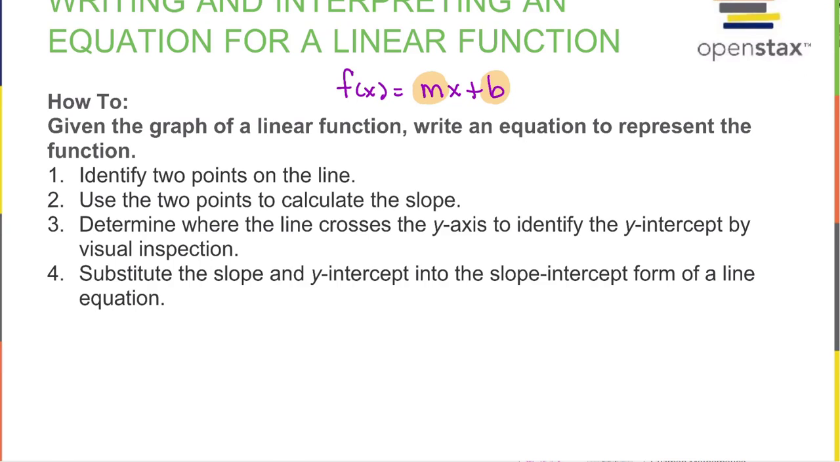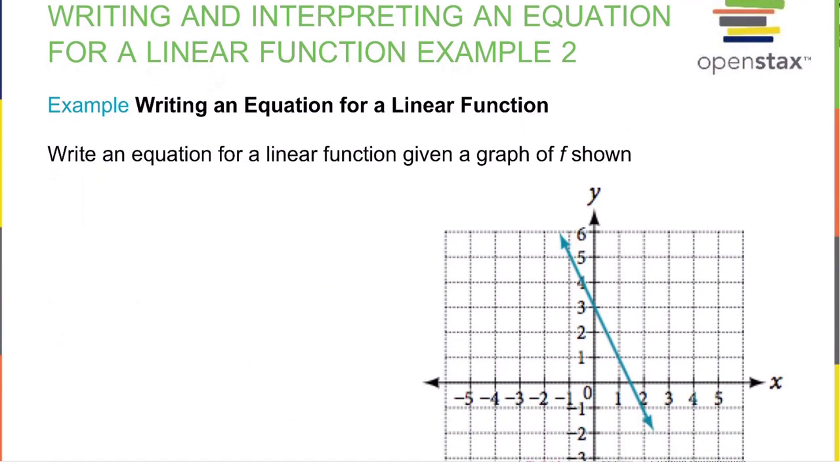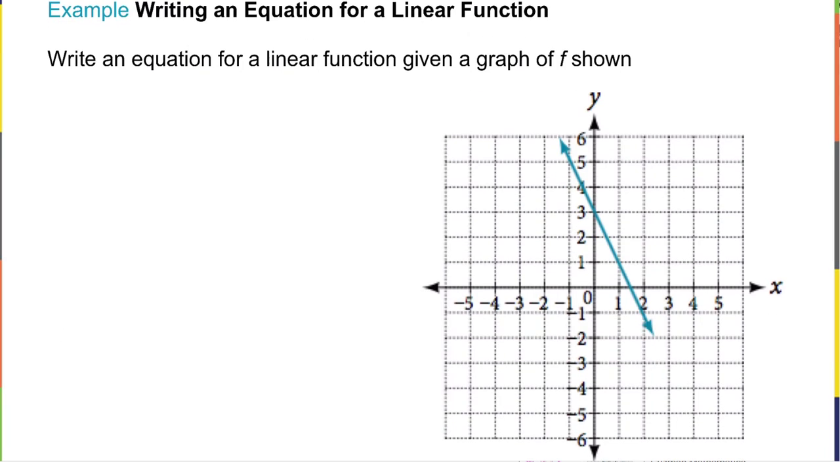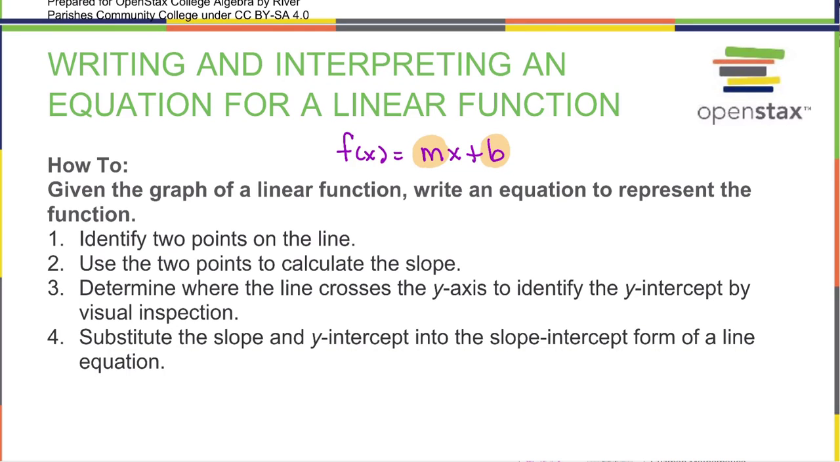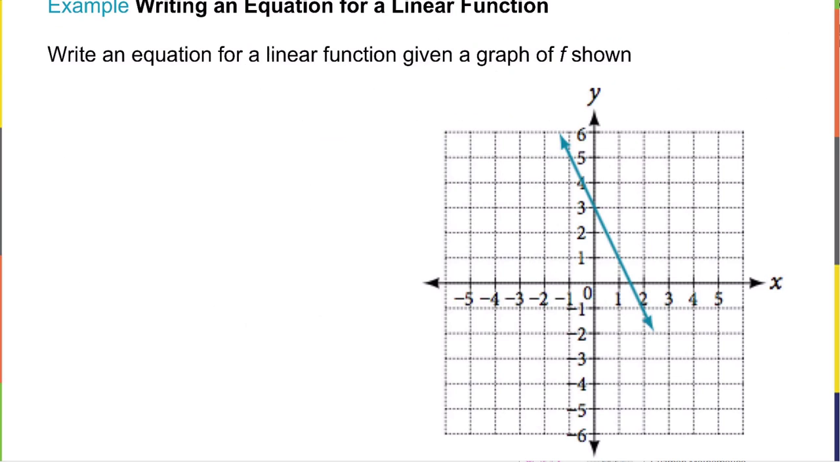So let's take a look at this particular graph. That's really how we do this with everything. You need these two items, slope and y-intercept. Your goal is always to find both of these numbers, and then you can write the equation in slope-intercept form.